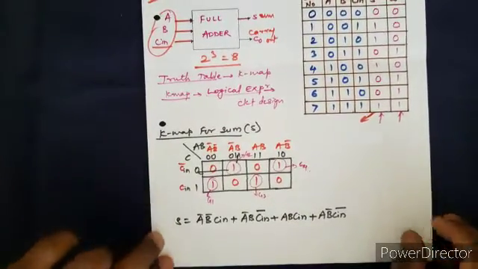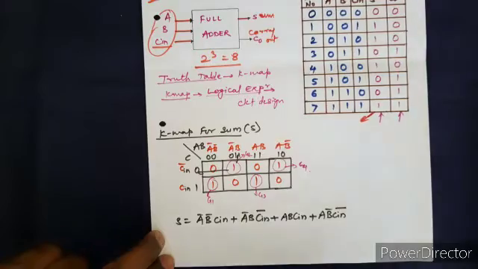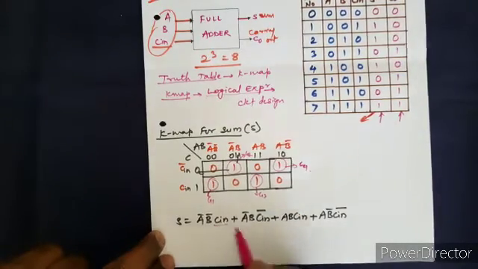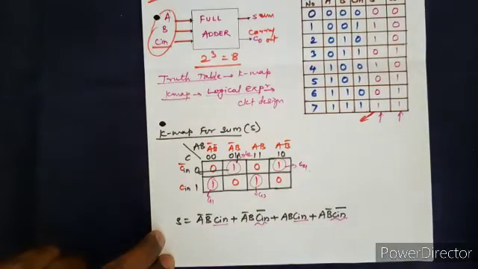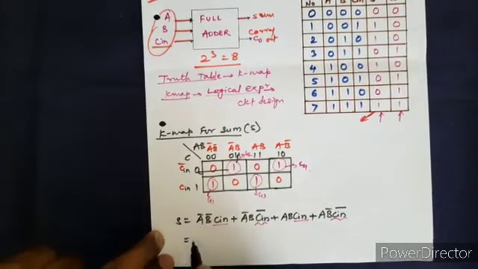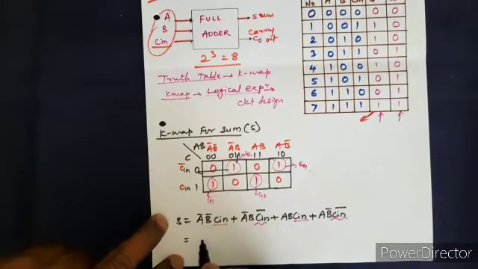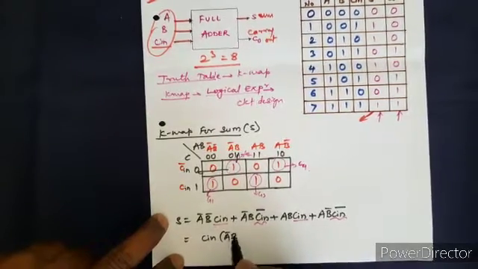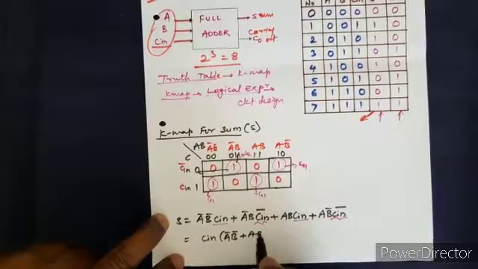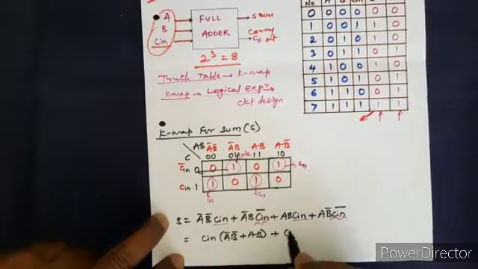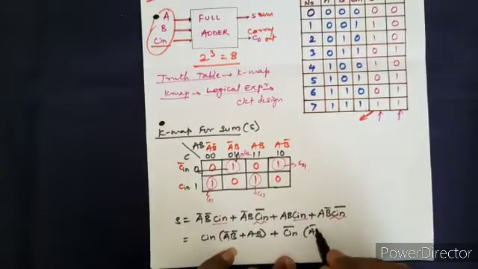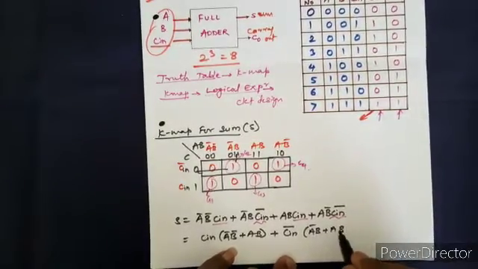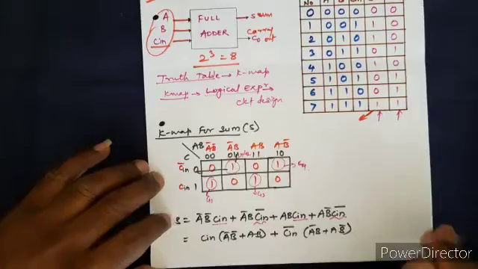Okay, so if you take here, you can see, you can take this C in common and C in bar common here, right? So this equation turns out to be C in (A bar B bar plus AB) plus C in bar (A bar B plus A B bar). Okay.